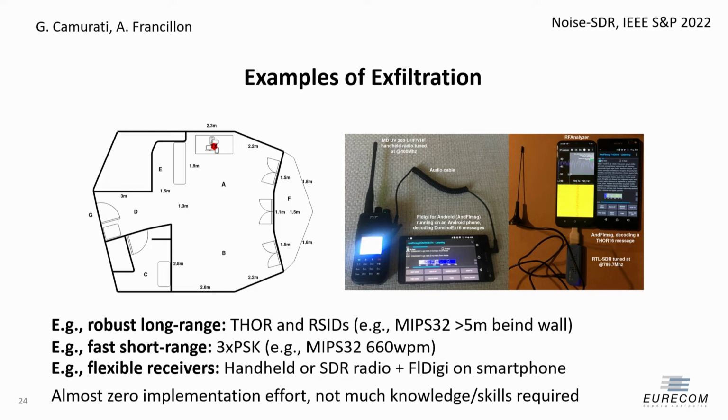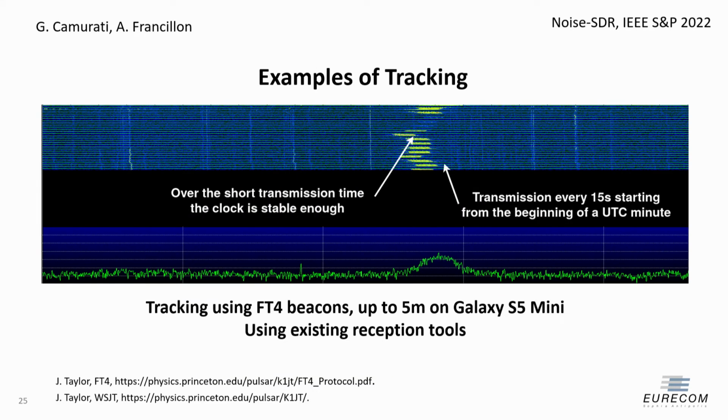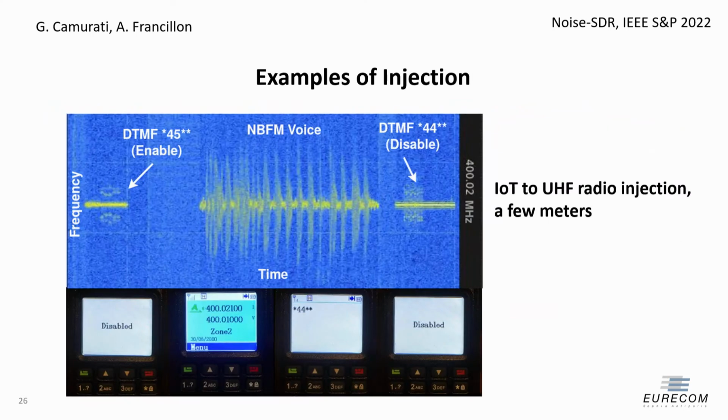Here you can also see that for reception we have an SDR dongle and a smartphone with FLDG running on it. This is an example of tracking on a smartphone using a protocol which has beacons that can be easily received at even below the noise floor. And finally, an example of injection in which we are at a few meters from this handheld radio. We first enable it, then inject audio, human voice, and then we disable it again.